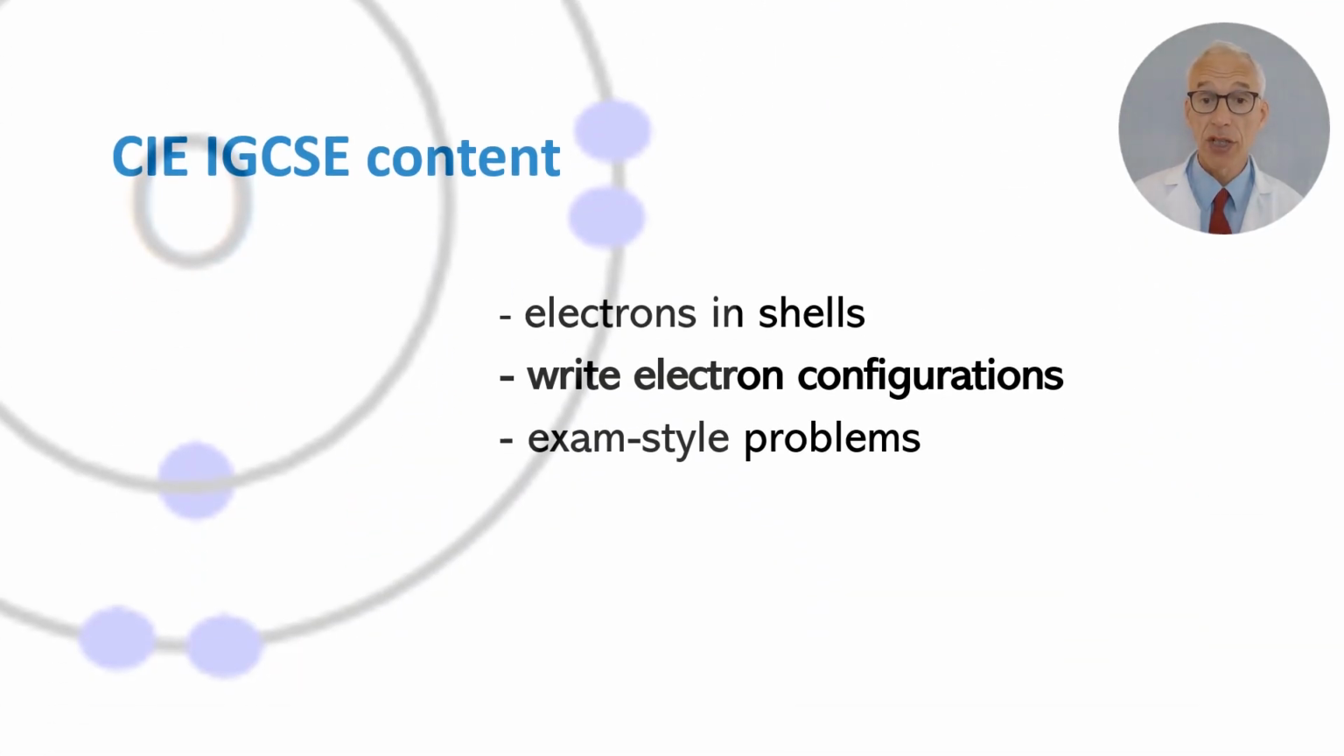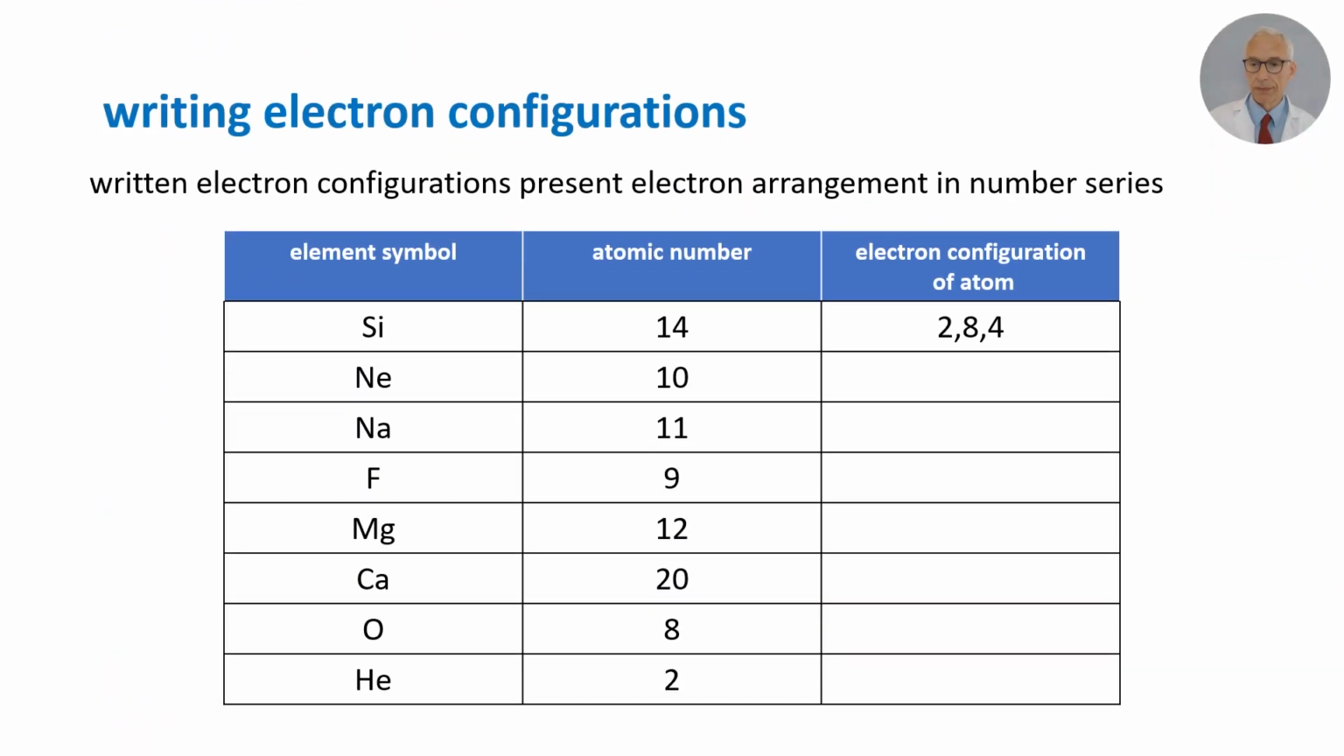Electron configurations can also be written. Written electron configurations present the electron arrangement in a number series. So we've met already on the previous slide silicon, which has an atomic number of 14, that is, it has 14 electrons. 2 were in the first shell, 8 were placed in the second, and 4 were placed in the third. So we would write 2, 8, 4. That's a written electron configuration.